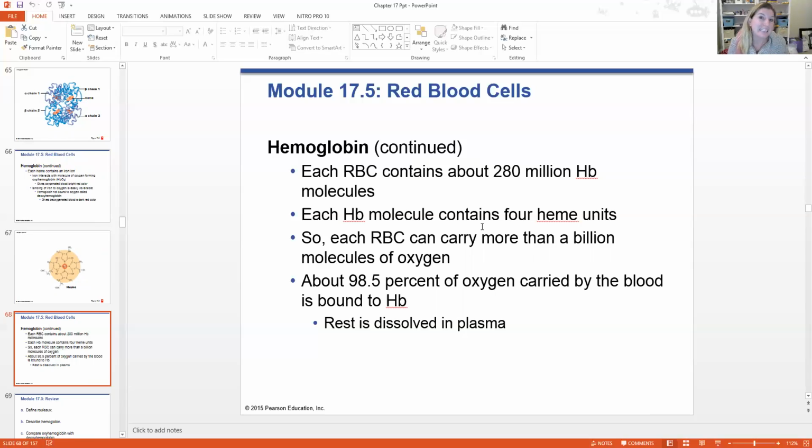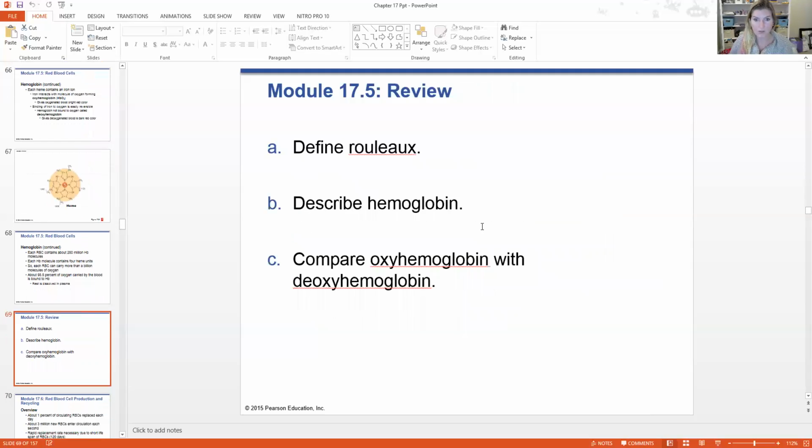So about 98% of oxygen carried in the blood is bound to hemoglobin. The rest of it is dissolved in the plasma. So if for some reason something's wrong with your red blood cells or something's wrong with your hemoglobin, you can still get oxygen to your body, just not as efficiently. So you can pause the video here, go back, review, and answer these 3 questions. We're going to keep marching on and talk specifically about red blood cell formation and recycling.